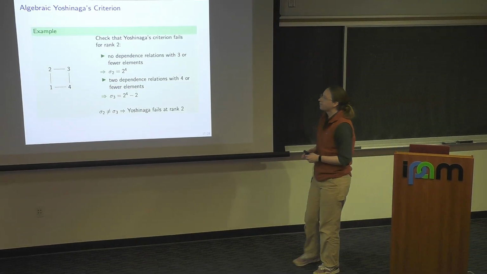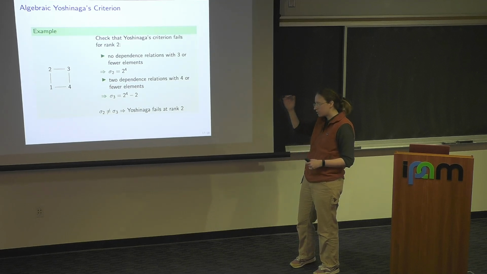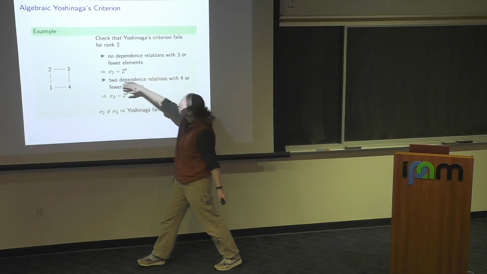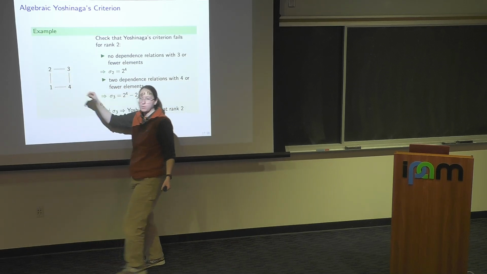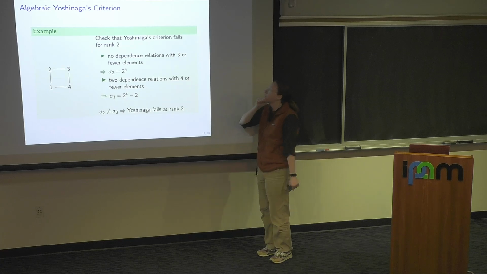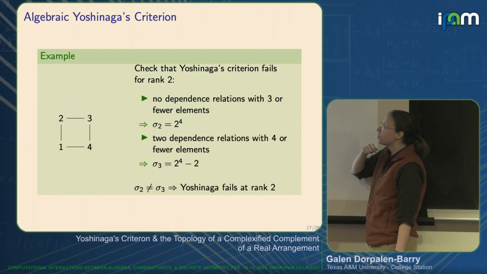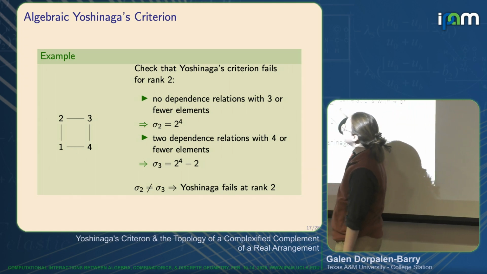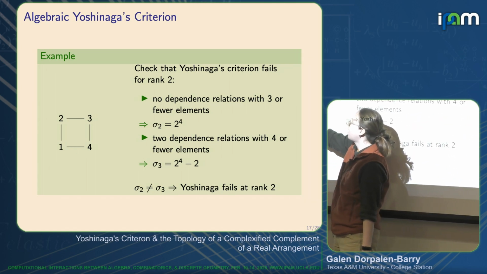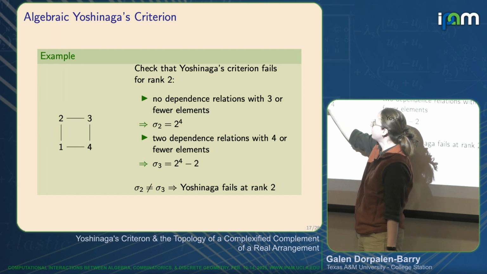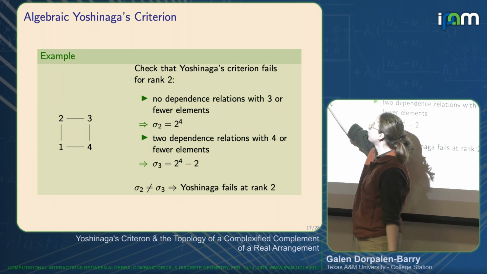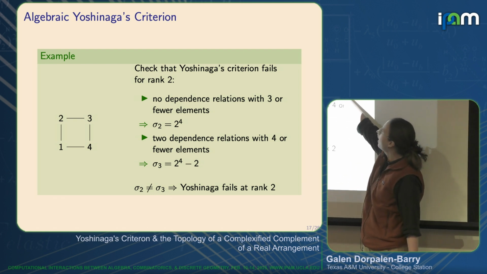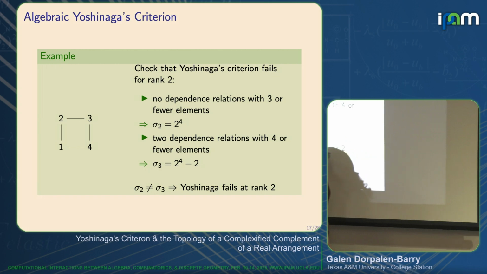Okay. I will just show you, just to give you a sense of what this means. We already know that Yoshinaga's criterion is going to fail for this guy because we did this calculation. But we can also check that there just aren't any dependence relations. This is translated into the ring language: there aren't any dependence relations when you're looking at dependencies coming from things of size 3 or less.